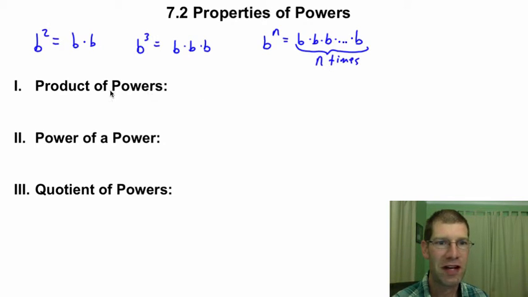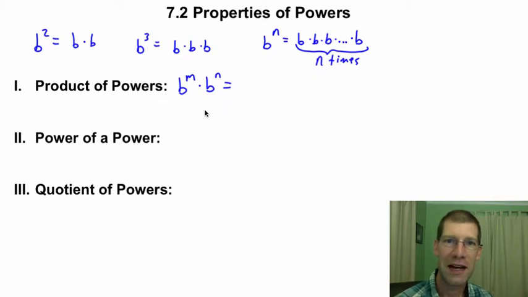Okay, so now the product of powers. Product is multiplication. So if you have b to the m times b to the n, you have the same base, so it has to be like 2 to the 7th times 2 to the 14th or whatever. The base has to be the same number in both cases in order to combine them. So the question now is, what do we do with the m and the n?